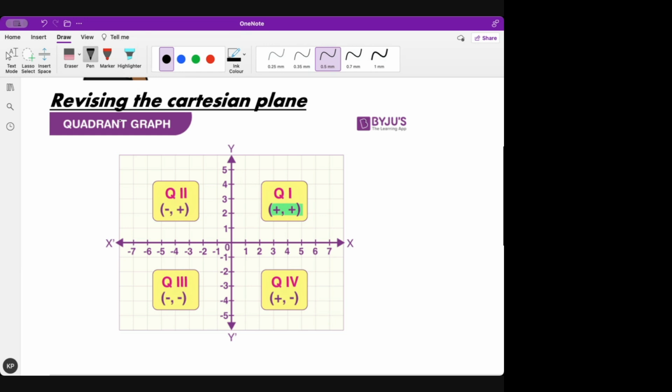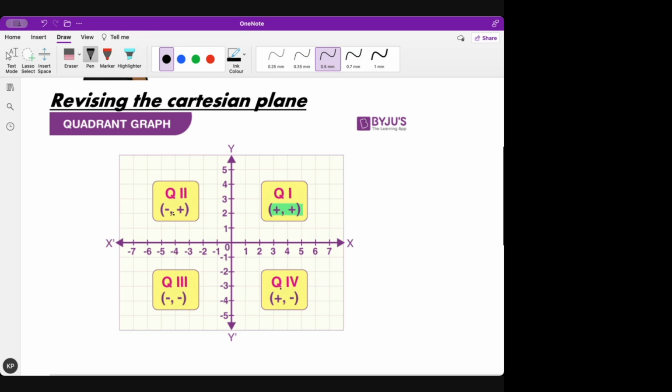Now in quadrant 2, your y values are still positive because you're above the axis, but your x values are now negative. Can we see that? So in this quadrant, all the coordinates will have a negative x value with a positive y value. And then we move down. Remember, we're moving anti-clockwise. We move down. That's where quadrant 3 is. And in quadrant 3, both your x and y values are negative. Okay. So coordinates in that quadrant will both be negative.